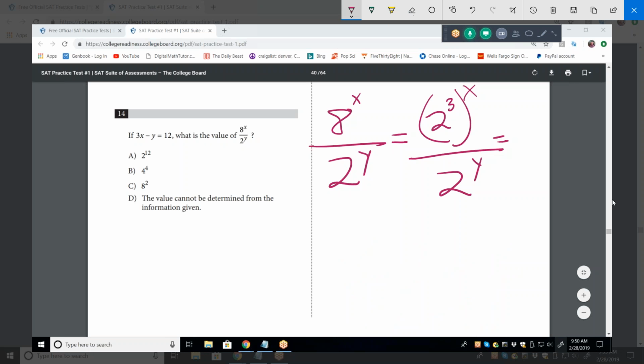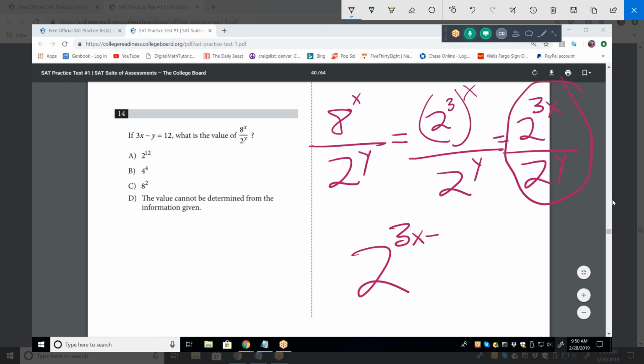So, what is 2 to the 3rd to the x? 2 to the 3x power? Now, the same base. So what is this equal to? Subtract the exponents. So 3x minus y? Bingo. What's the first part of this problem tell us?